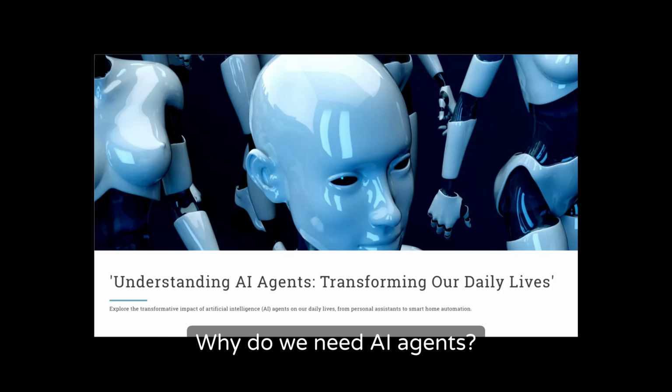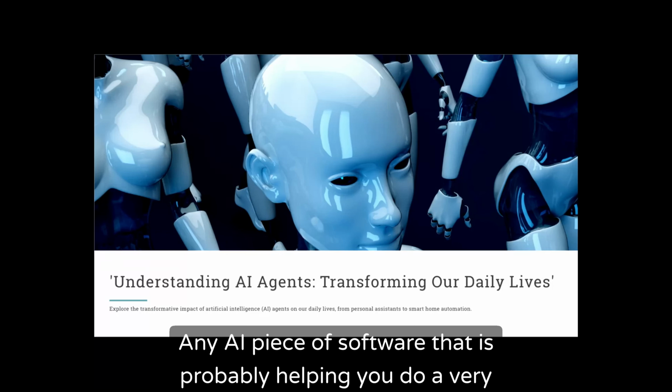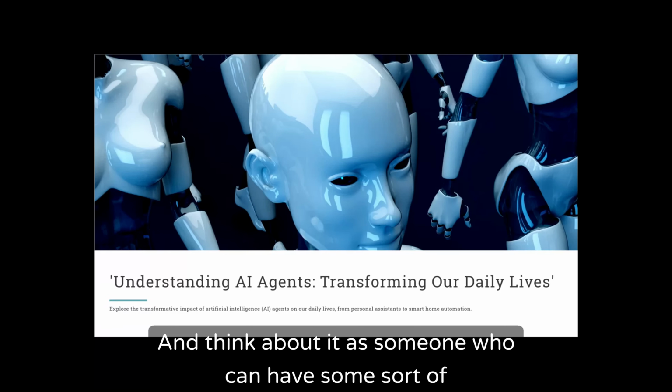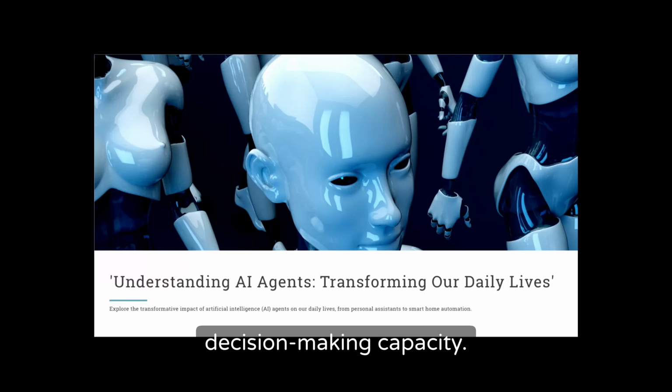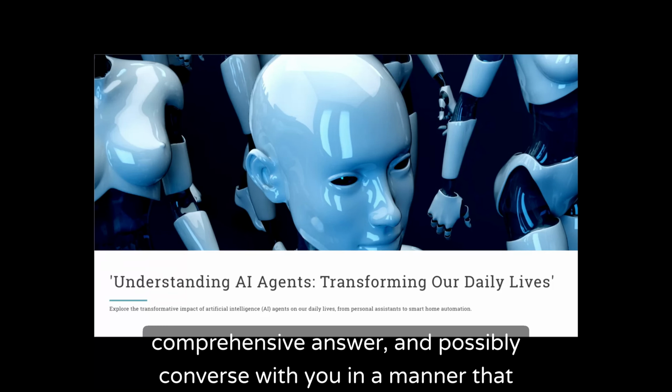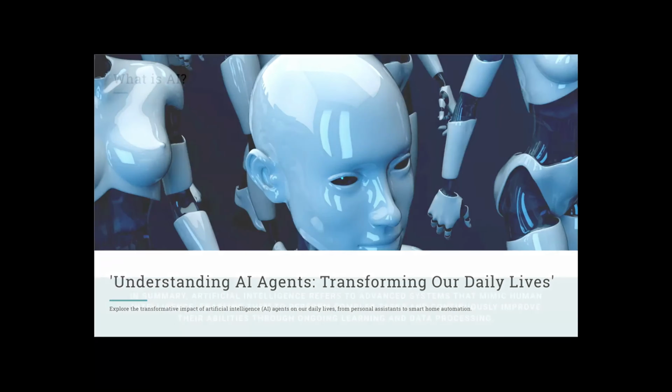So, what is an AI agent? Why do we need AI agents? Why are they here? What do they do? And how do they impact you? An AI agent could be any AI piece of software that is helping you do a very particular job. Think about it as something that has some sort of decision making capacity, can analyze information, can make decisions, can give you a comprehensive answer, and possibly converse with you in a manner that you as a human understand.